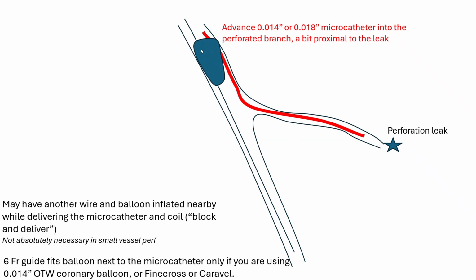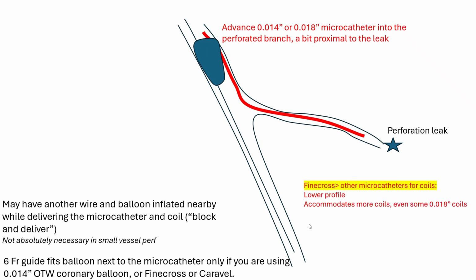If you choose to have a blocking balloon inflated while you're doing your maneuvers, you need to know that the 6 French guide can fit a balloon next to a microcatheter only if you are using a 0.014 inch microcatheter, and not any microcatheter, only FineCross or Caravel or over-the-wire coronary balloon. So it's not going to fit Corsair along with a blocking balloon. Corsair, Mamba, they will require 7 to 8 French to fit simultaneous balloon and microcatheter.